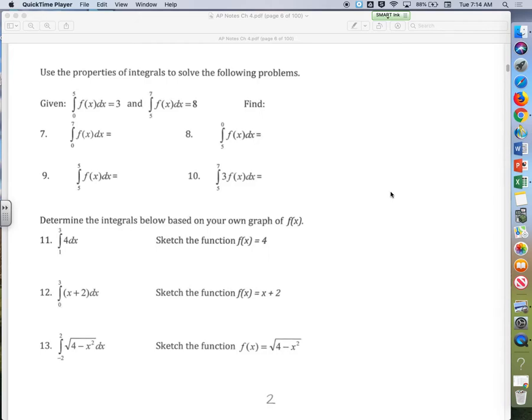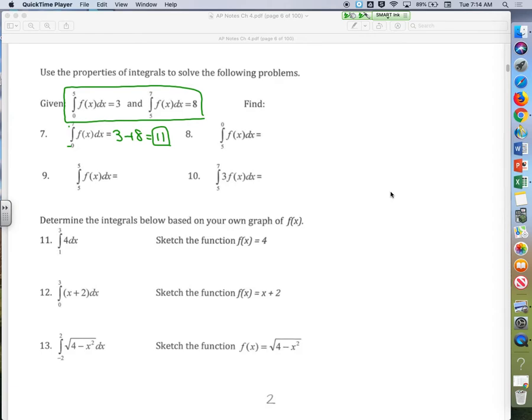And using the properties, they'll give you the values for some of these integrals here. So from 0 to 5 is 3, and from 5 to 7 is 8. So if I go from 0 to 7, I'm just going to add those two values together. Right, the two smaller areas added together give you a larger one.